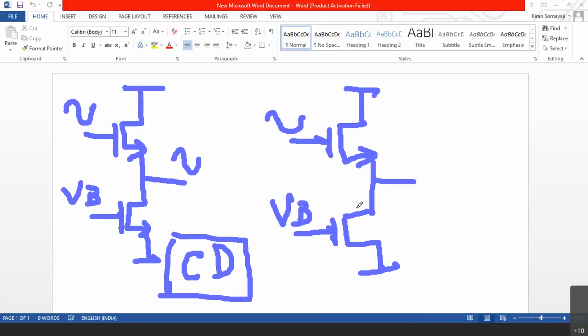Naturally, in case of P MOSFET, source is at the top, drain is at the bottom. Because in the case of N MOSFET, current is flowing out of the source. In the case of P MOSFET, current is going into the source. So source should be at the top, drain should be at the bottom. This way also we can connect. But the point here is P MOSFET passes good 1. So it is suitable that PMOS is always connected at the top, NMOS is connected at the bottom.